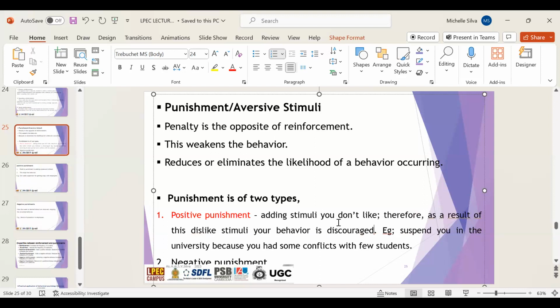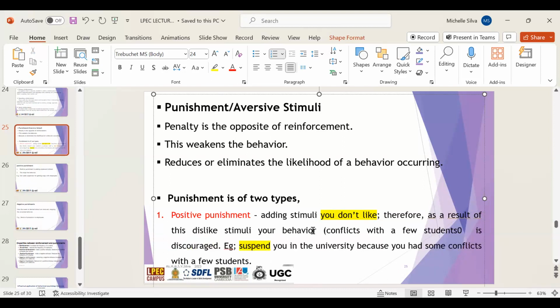But anyhow, adding stimuli which you don't like, since suspension is the stimuli which you don't like. Therefore, your behavior is discouraged. What behavior? Having conflict with a few other students. That behavior can be discouraged because of this disliked stimulus, which is suspending you from the university education for a 1 month or 2 month period.